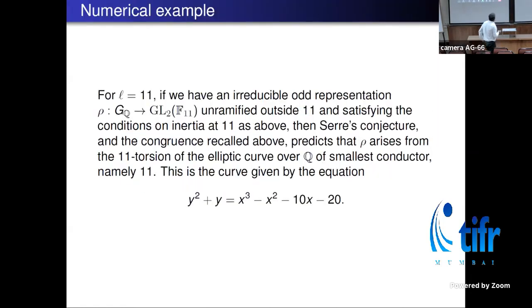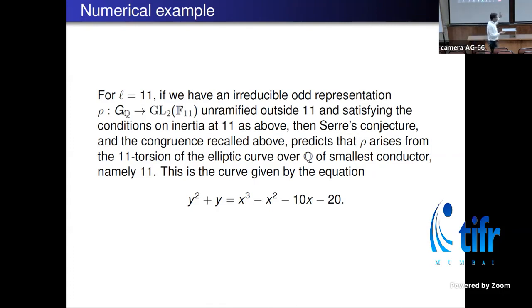So an example for L equal to 11: the conjecture predicts that if you have an irreducible odd representation, unramified outside 11 and satisfying the condition on inertia at 11, which in this case would be something like inertia going to the mod 11 cyclotomic character, star 0 1, for example, then Serre's conjecture and this congruence I recalled above of Serre and Swinnerton-Dyer between delta and S2(Gamma_0(11)) would predict that rho arises from the 11-torsion of one of the two elliptic curves over Q of smallest conductor, namely 11, right?